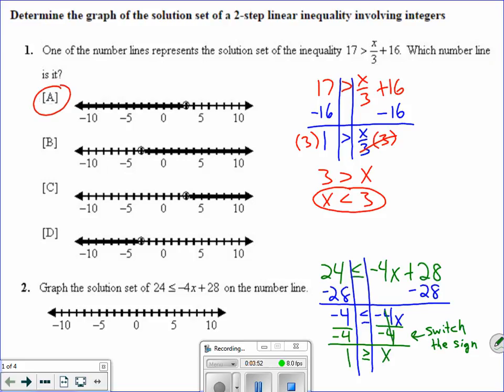I'm left with x. Now, just like number 1, because the x is not on the left, I'm going to switch that around. So instead of 1 greater than or equal to x, I'm going to change this to x less than or equal to 1. Now, the less than or equal to means that on the 1, I need a solid point because it's less than or equal to, and my arrow is going to point to the left. Because again, my arrow is going to point in the same direction that my inequality symbol points.